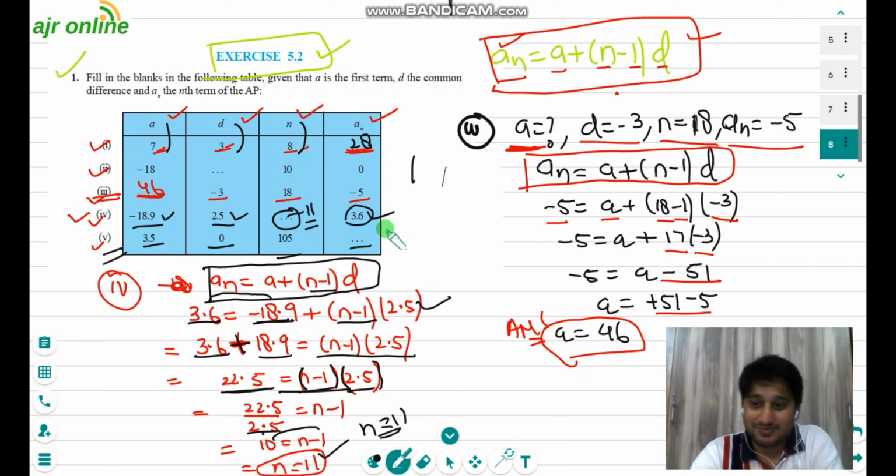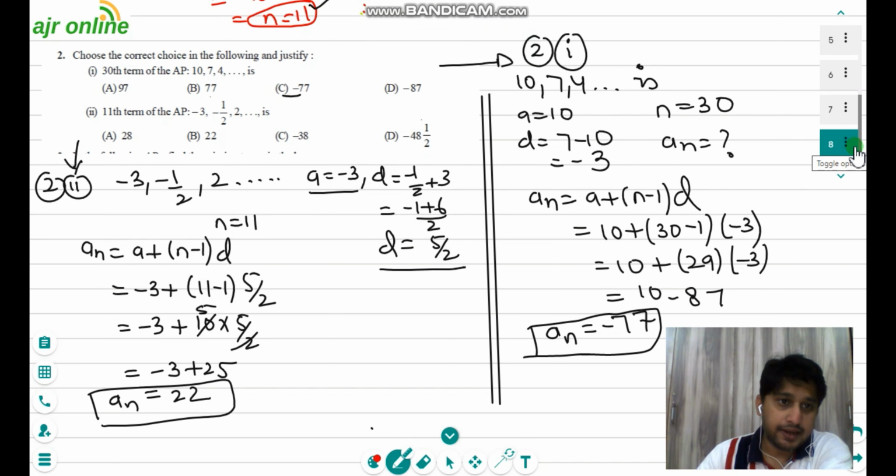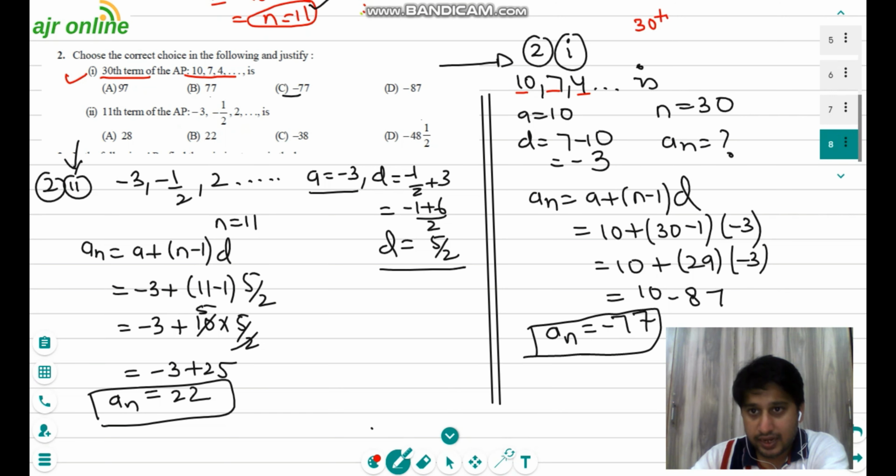Now, dear students, we are going to do question number two, first part. See very clearly, this question is asked. It is an MCQ type question, and it asks for the 30th term of the AP. An AP is given whose terms are 10, 7, 4, and so on, and it asks to find the 30th term of this AP. You can very easily say that a is 10 in this AP and d is 7 minus 10, which is minus 3. So d is minus 3 and a is 10.